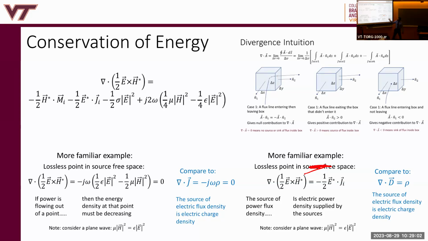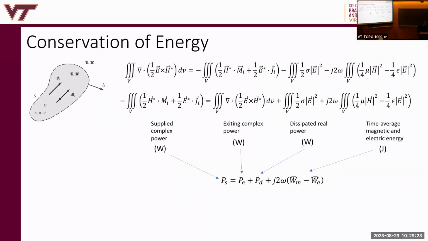Okay, same thing here. If I have power flowing out, it is supplied by the sources. That power is decreasing. So this is the source and sink of the Poynting vector, power flux. Make the analogy, yeah? Good, great. Okay, guys, all right.